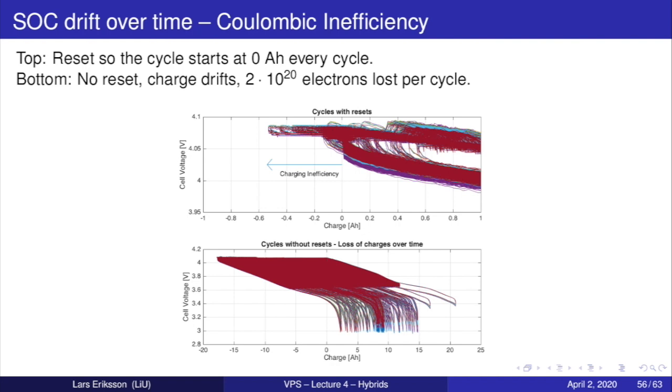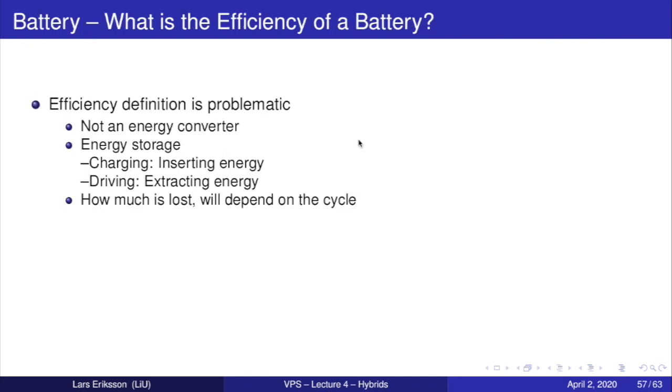And if you look at the current and if you look at the charge, it represents that for every cycle 2 times 10 to the power of 20 electrons are lost. They are not lost physically, but they do not do the electric work that they are supposed to do to increase the potential inside the battery. Now I've talked about losses inside the battery. So then you could ask the question, what is the efficiency of a battery? Efficiency of batteries is a bit problematic because it's not an energy converter.